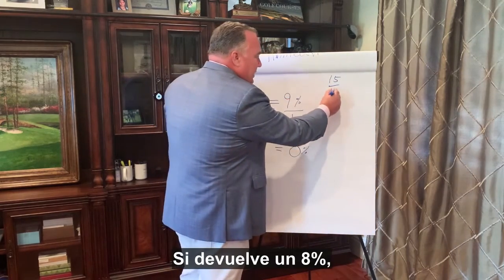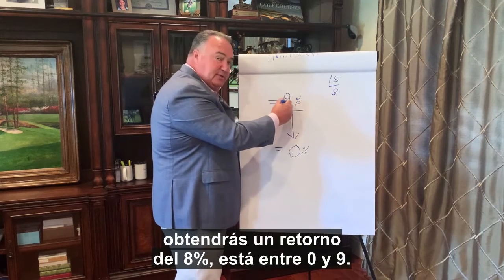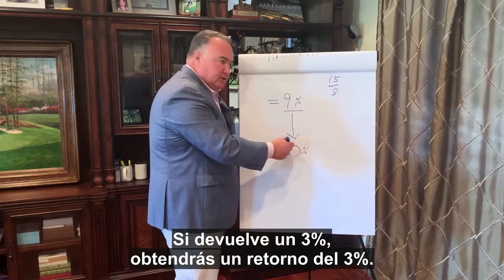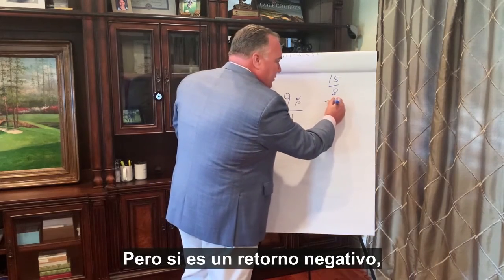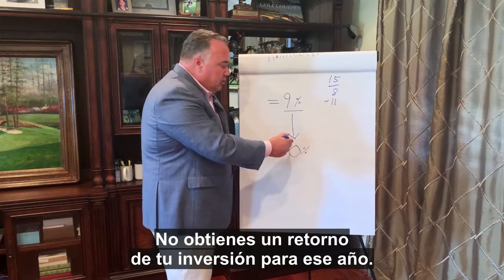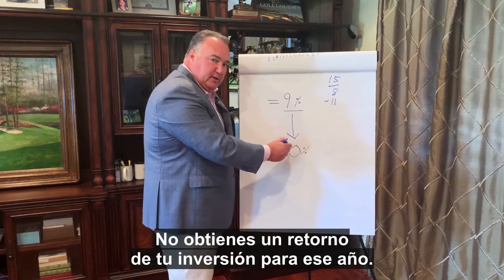If it returns 8%, you're going to get an 8% return. It's between 0 and 9. If it returns 3%, you get a 3% return. But if it's a negative return, if it's negative 11%, you simply get a 0. You do not get a return on your investment for that year.